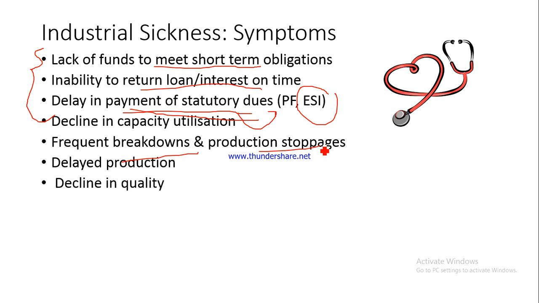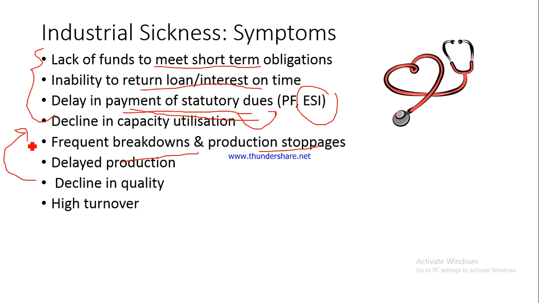Then there would also be a decline in quality, because the focus on quality would no longer be there when a particular firm is sick. The decline in quality would ultimately lead to a reduction in market share, and reduction in market share would ultimately lead to decline in capacity utilization. There would be high turnover, which means many people would quit such firms and look for greener and safer pastures in other parts of the country or the world. So there would be high turnover.